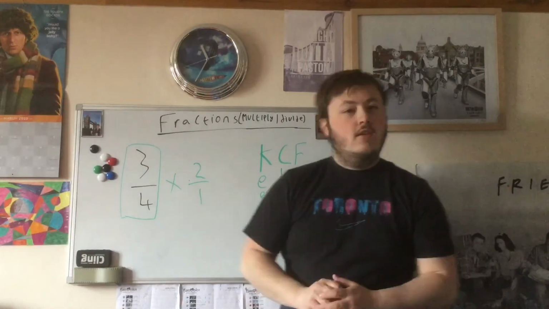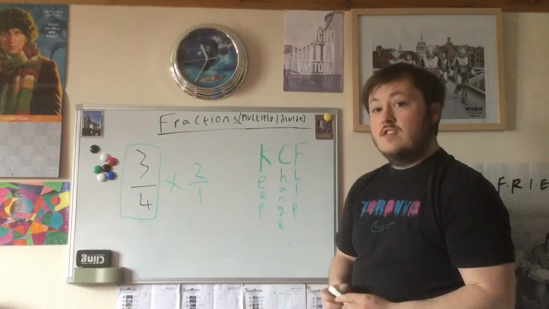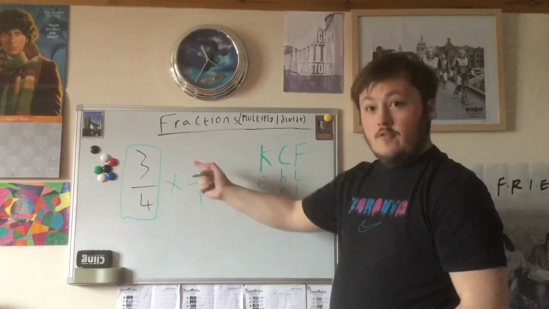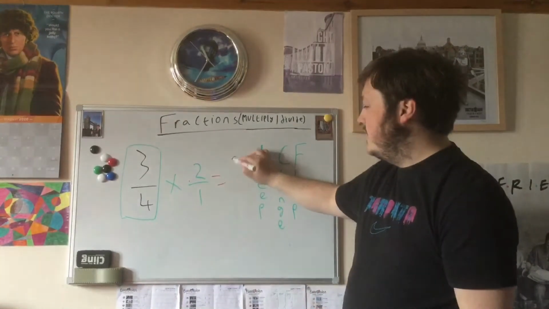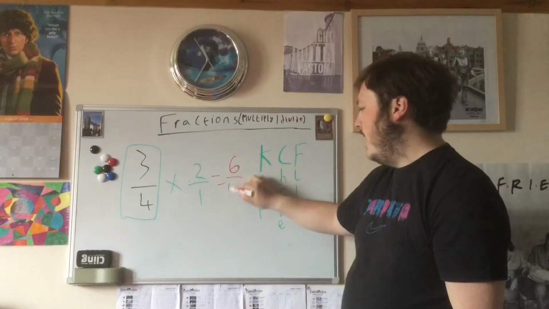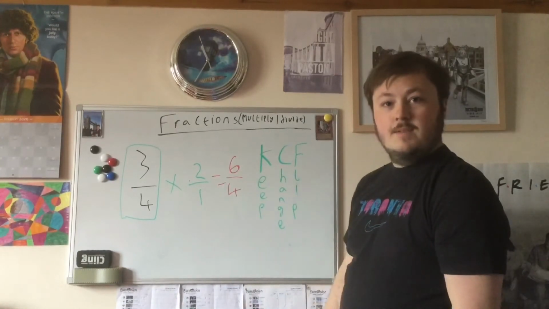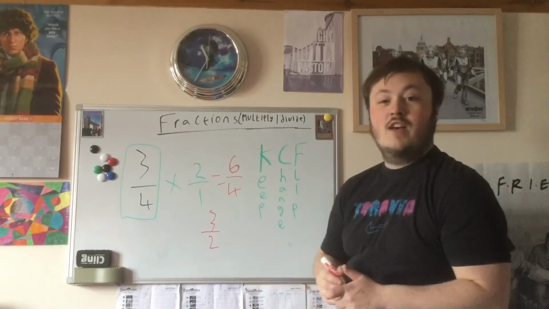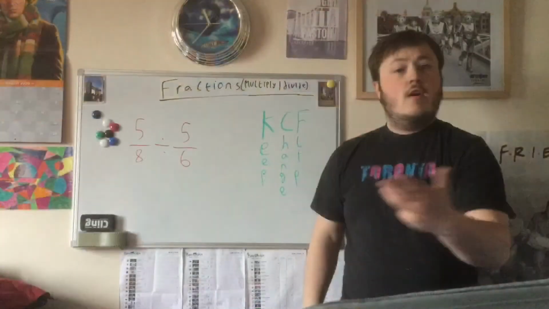And because we did a lot of multiplication early on in the video, you should be able to do this one just fine. 3 times 2 is 6. 4 times 1 is 4. Can this be simplified? Yes. 3 over 2.